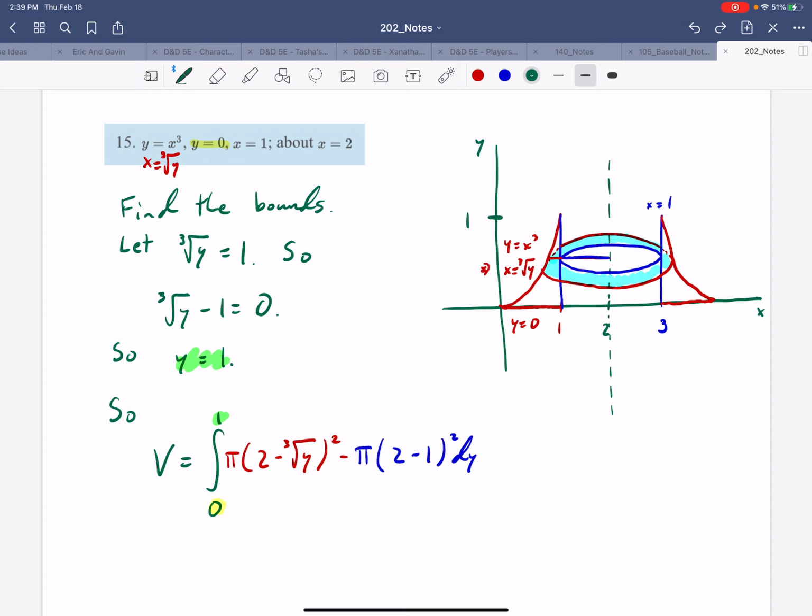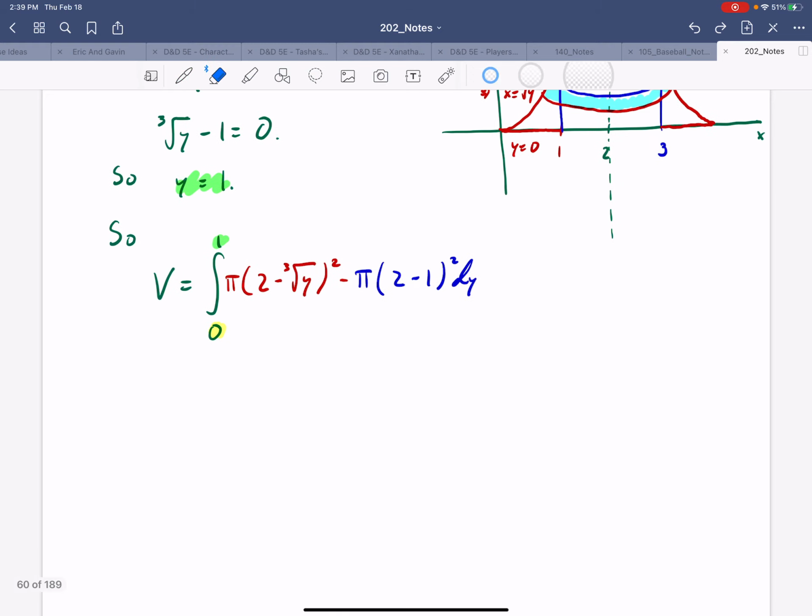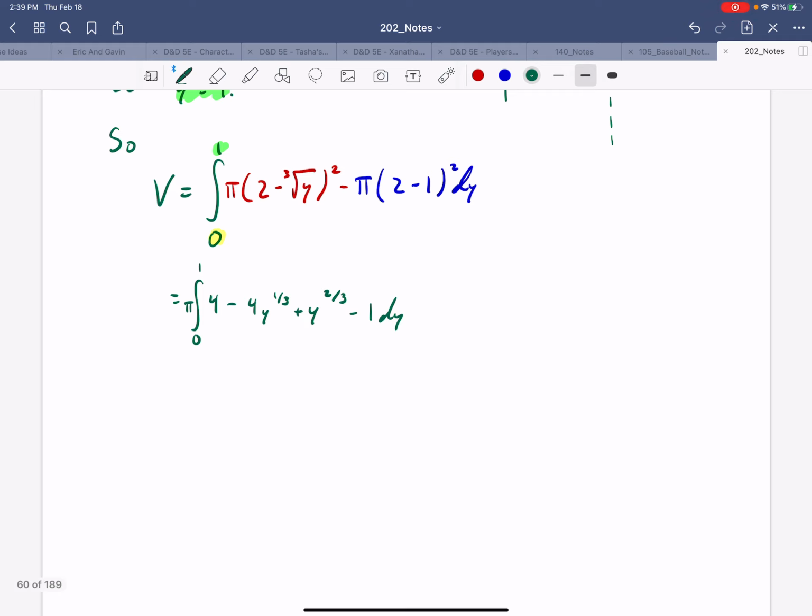All right, and now at this point, it's just a whole bunch of simplification, integration, you know the deal, right? Pull that pi outside, FOIL, etc. 4 minus, this is going to be 4 y to the 1/3. I highly recommend writing it as a power so we can do the reverse power rule more easily. I have to be a little careful here. This is actually just going to be minus 1, because 2 squared minus 1 is... well, factored out that pi. Of course, 4 minus 1 is 3. You can rewrite it that way.